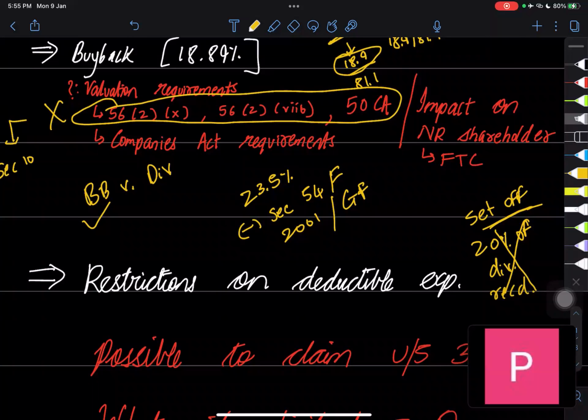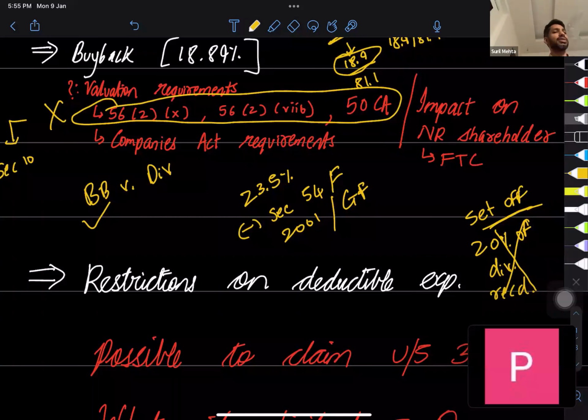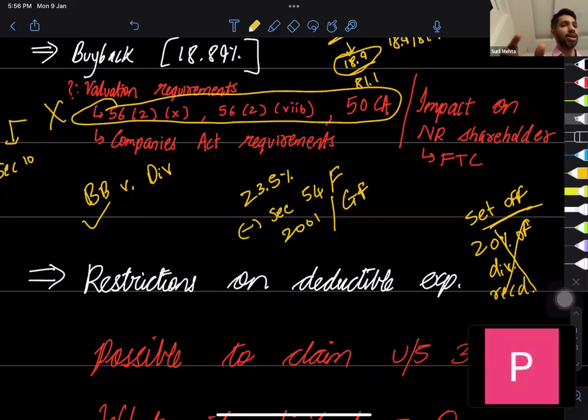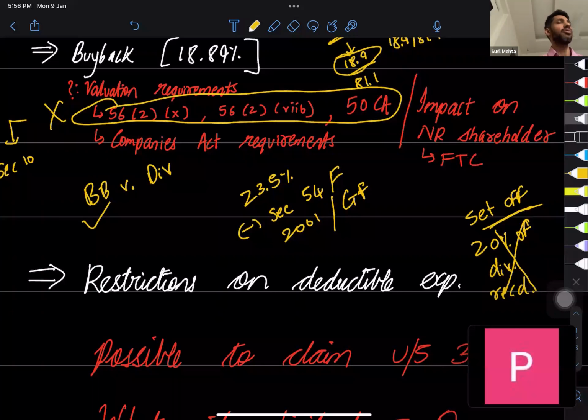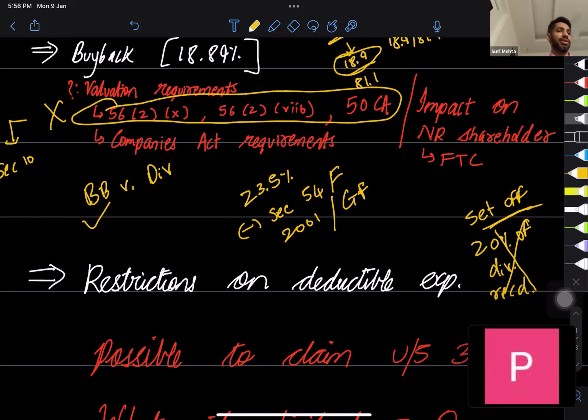Next year, let's say it declares dividend of 100 crores. So you can claim deduction of only 20 crores, right? But you still have 500 crores of unabsorbed expenses. So you can use this 500 crores to set off against your income in the 6th year, right?